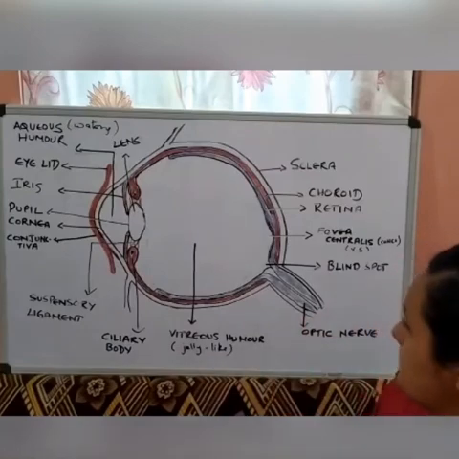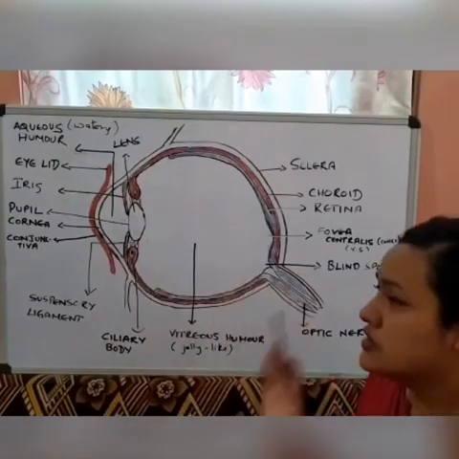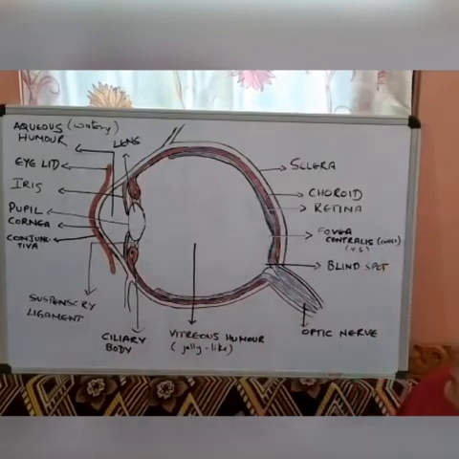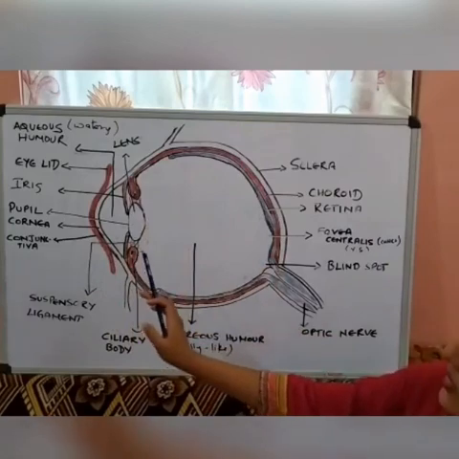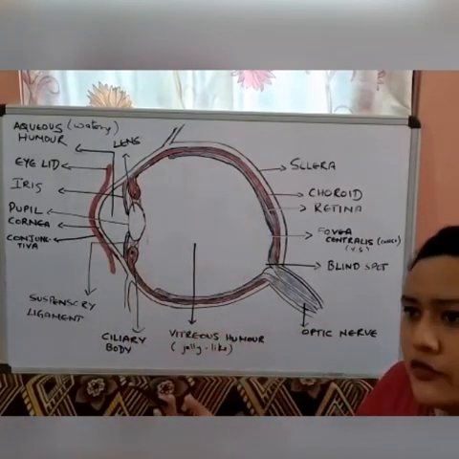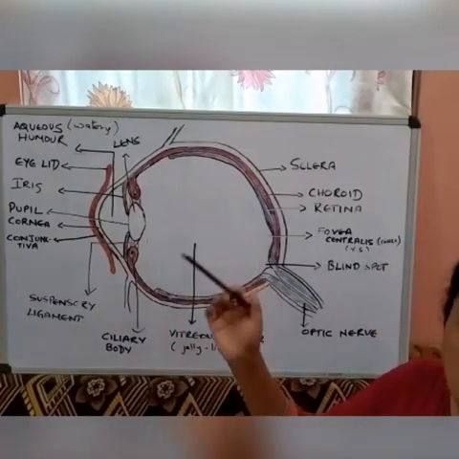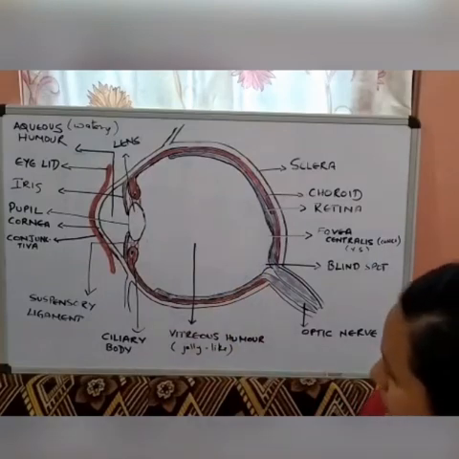I hope you have understood the structure of the eye. This is the internal structure of the eye, so you should know all the different parts: how each helps in vision, what is responsible for the sharper vision, why it is called the blind spot, and why it is called the yellow spot. You should know and try to understand it.